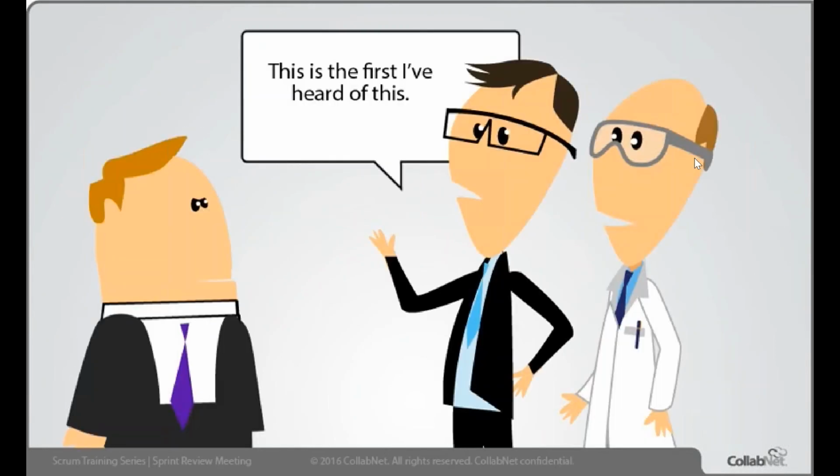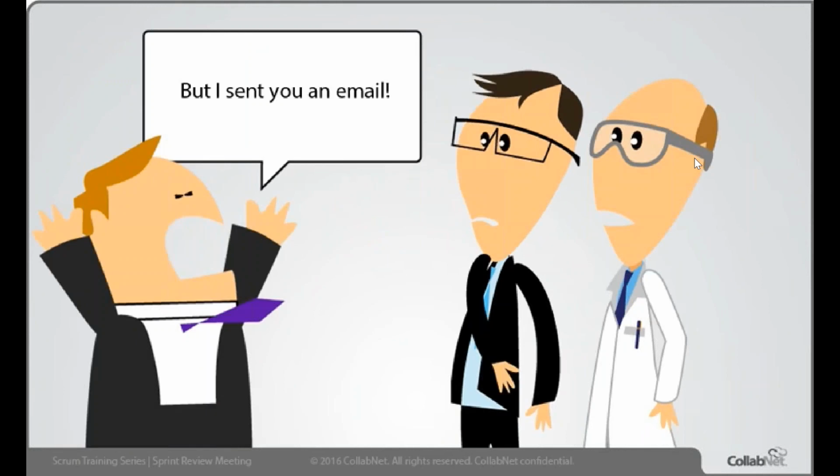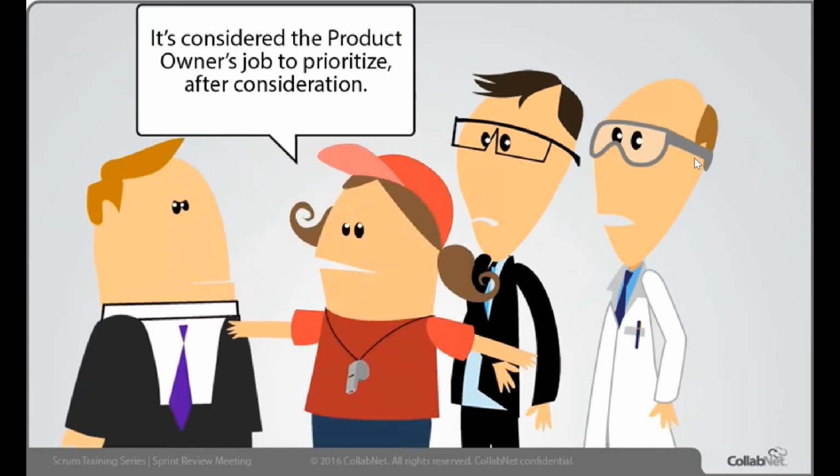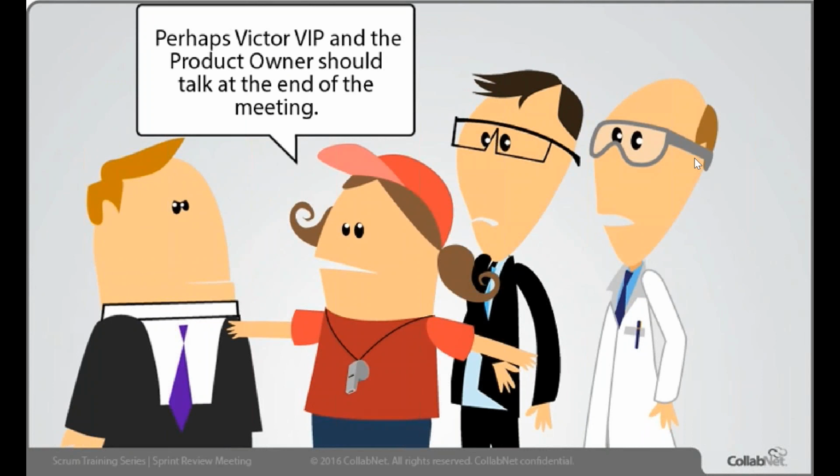This is the first I've heard of this. But I sent you an email. It's considered the product owner's job to prioritize after consideration. Perhaps Victor VIP and the product owner should talk at the end of the meeting.